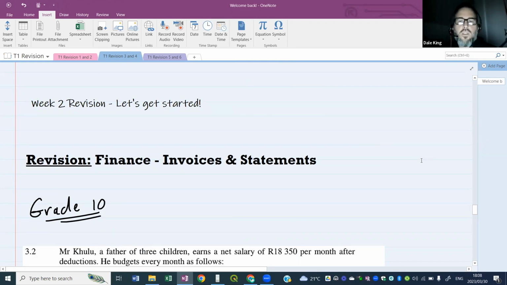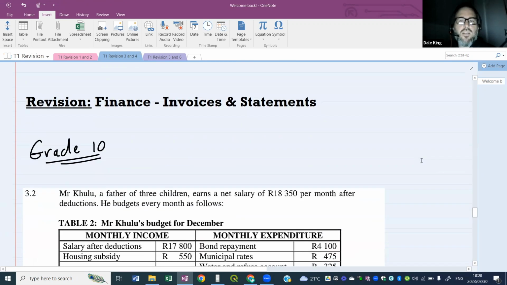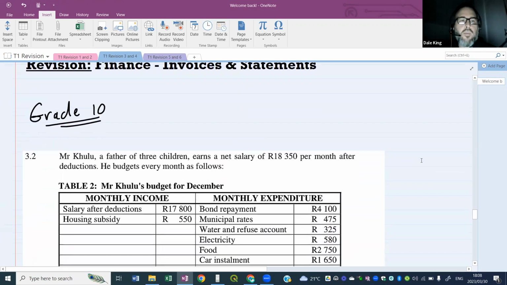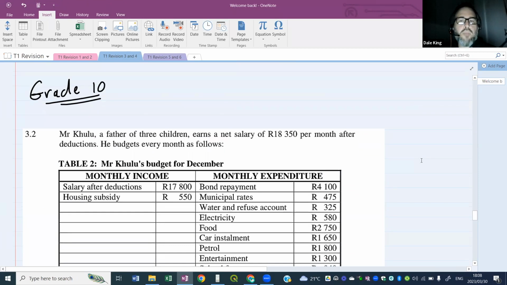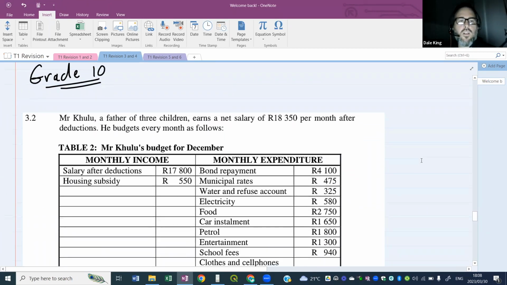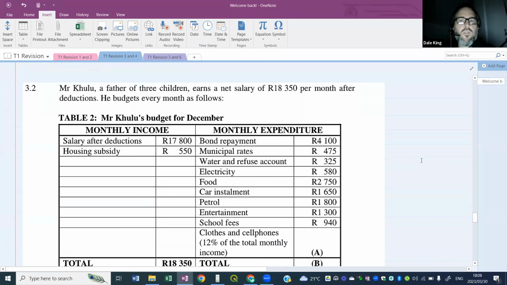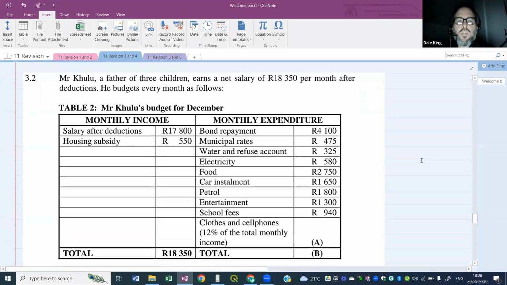All right. So this is a question from a grade 10 exam. It is a budget type question. Okay, so let's have a look at it. It is grade 10 level, but grade 11, remember, there's good practice for you guys to get involved with this. Let's have a look at the question.